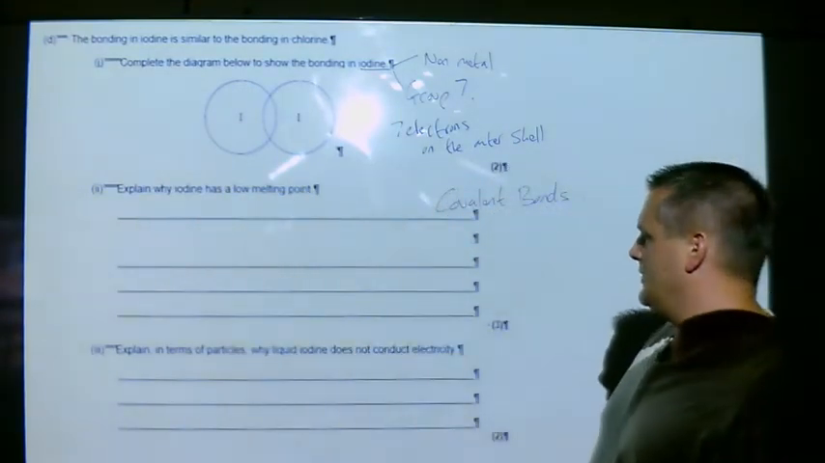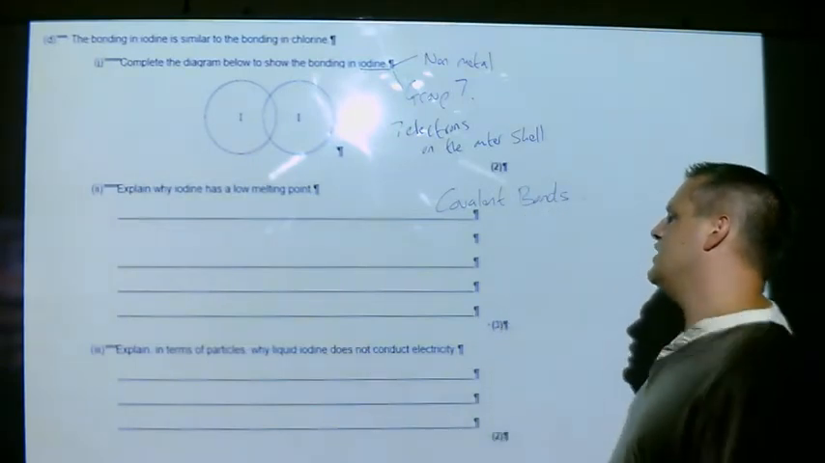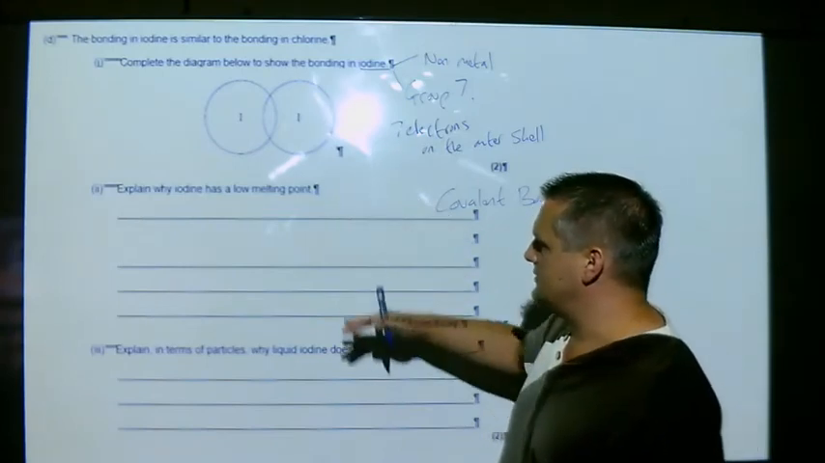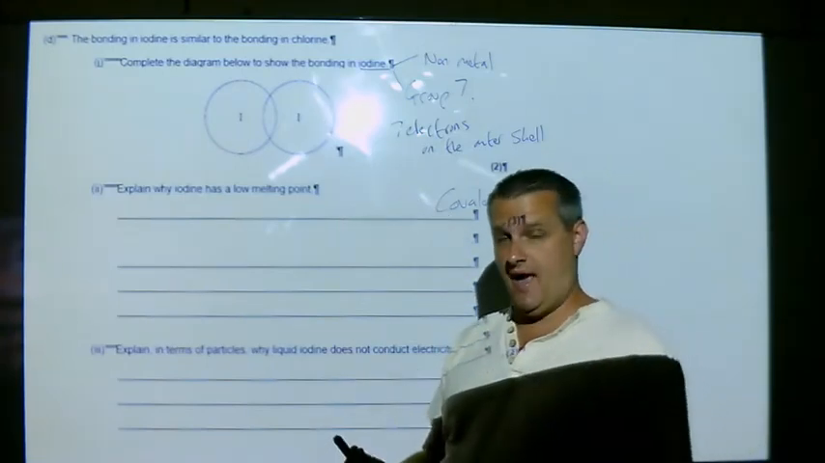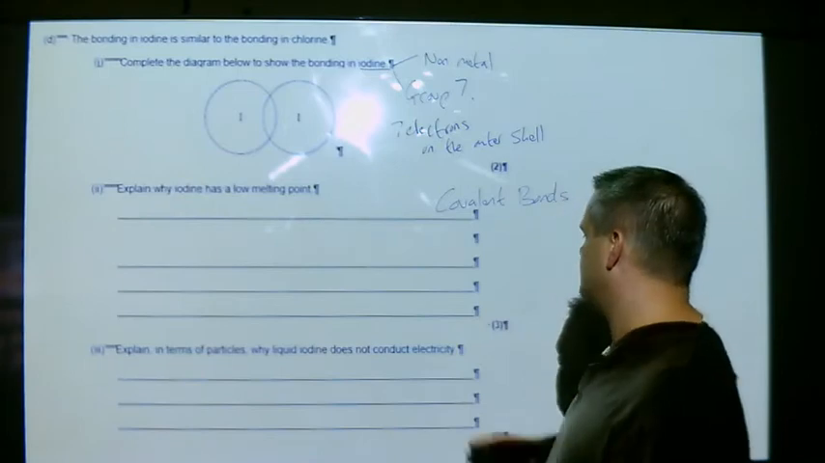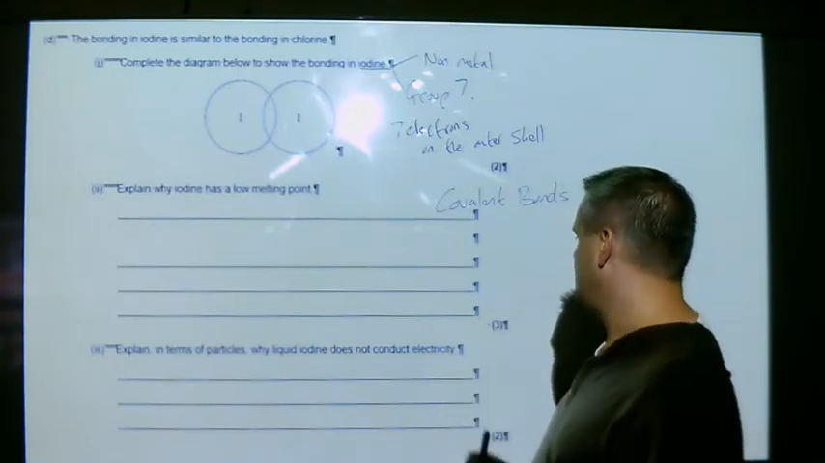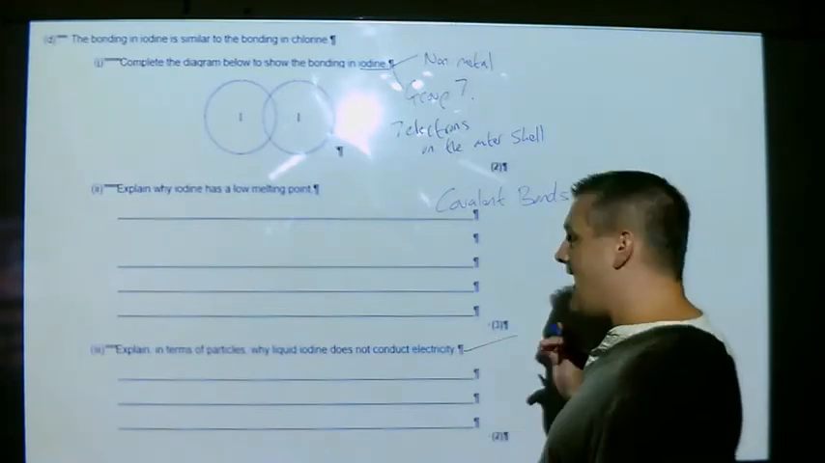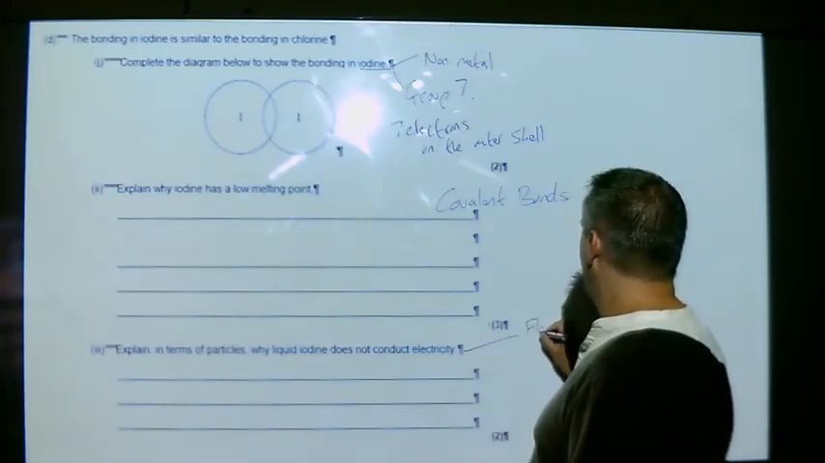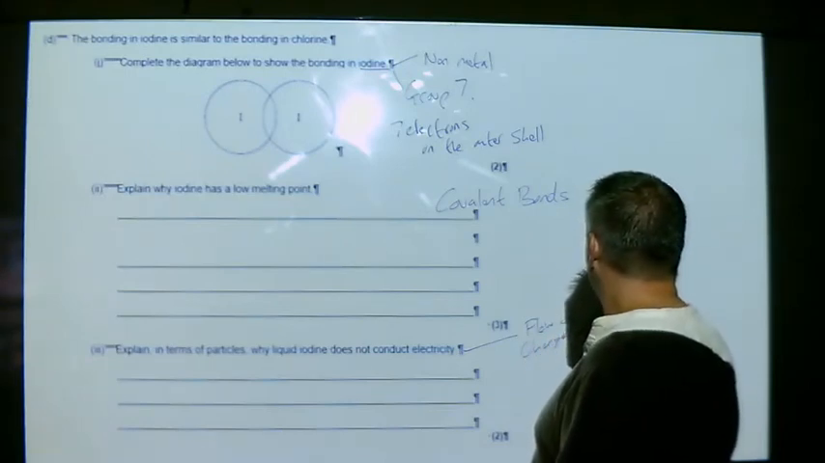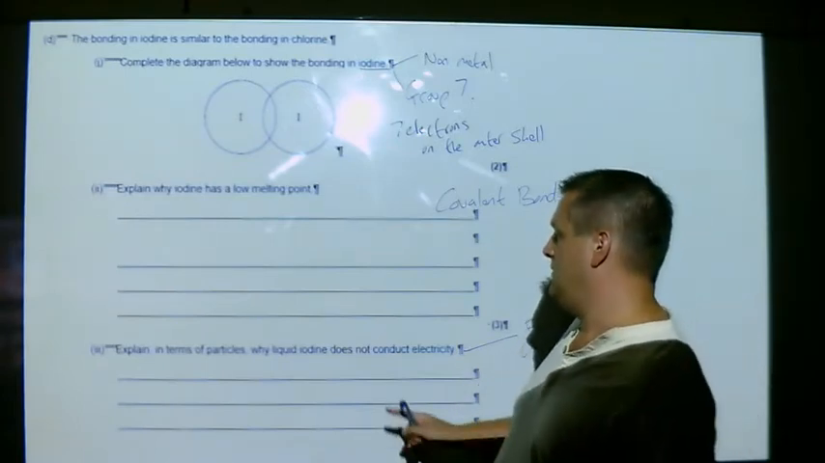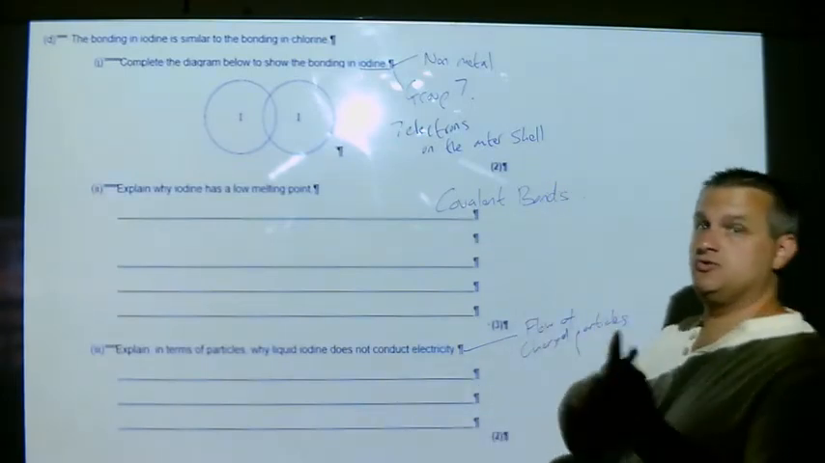And lastly, we've got a question here. Explain in terms of particles why liquid iodine does not conduct electricity. Both of these questions are to do with relating the type of bonding it has to the properties it has. So, why does it not conduct? One of the things that should be jumping into my brain at this point is that to have electricity, you need a flow of charged particles. So really the question is, why don't I, with iodine, have charged particles that can flow?